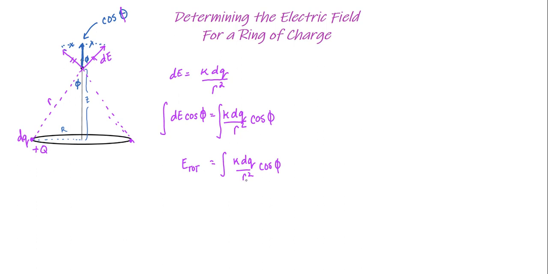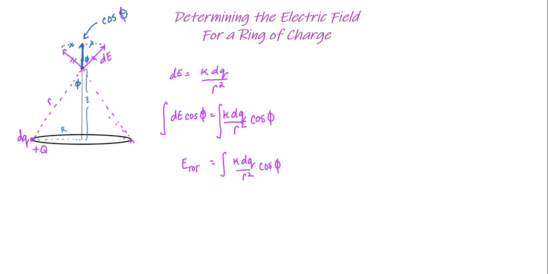Now this R value is actually fixed no matter which dq we analyze along the circle, and the angle phi is also the same, it doesn't change. The problem is that our variable of integration has to do with charge right now, and these things have to do with geometry of the perspective. So I'm going to now make a change from dq to something that has to do with the scenario at hand.